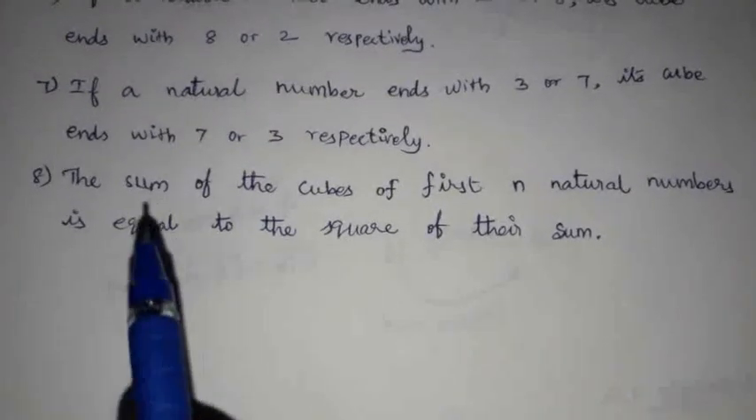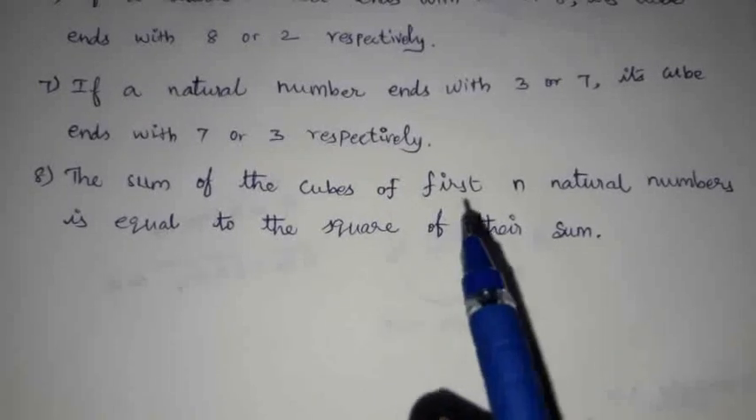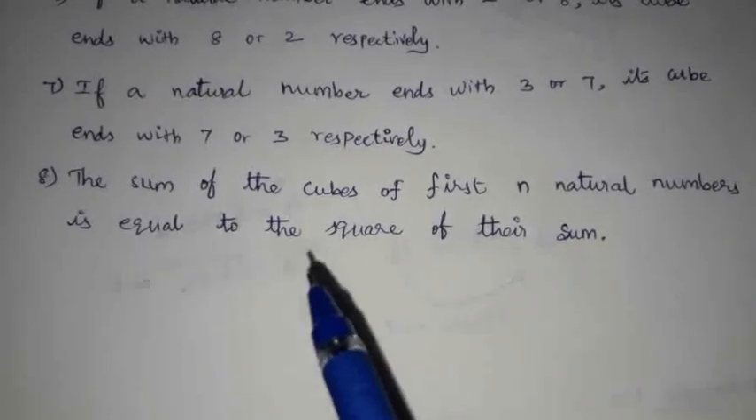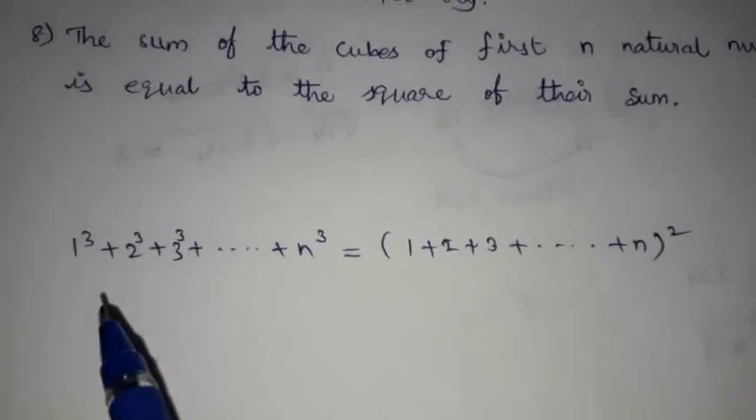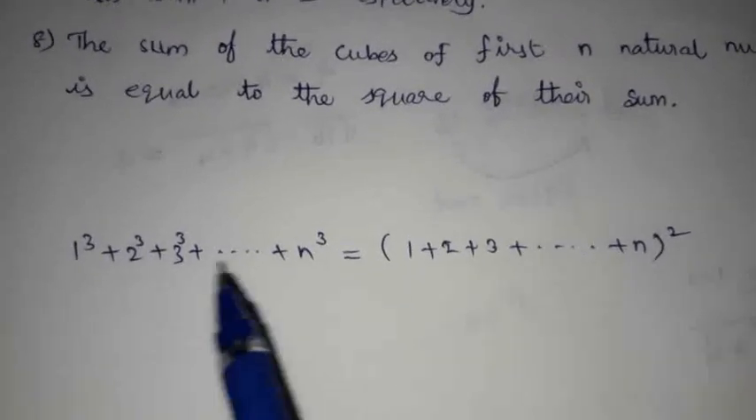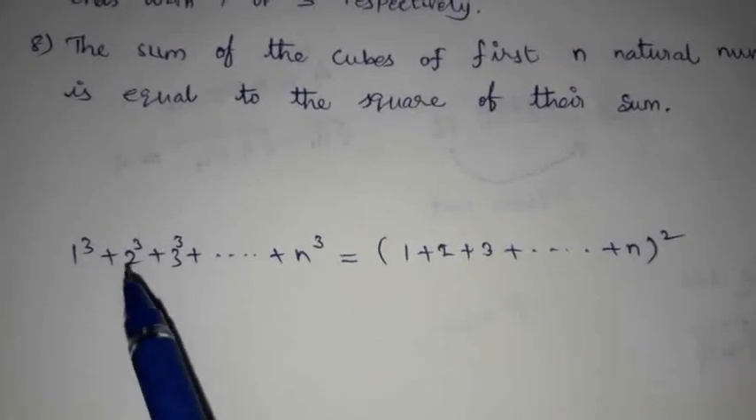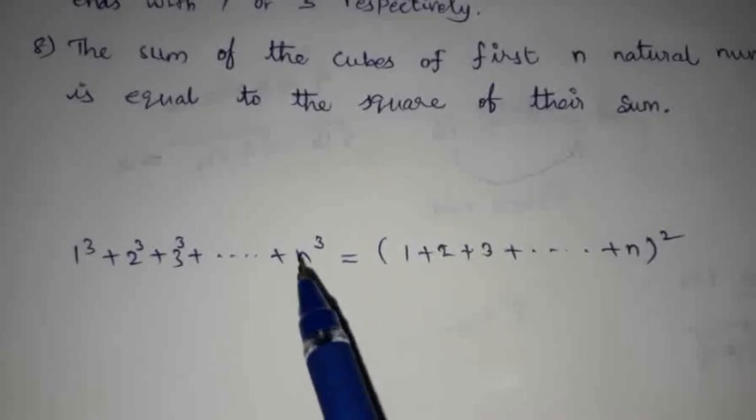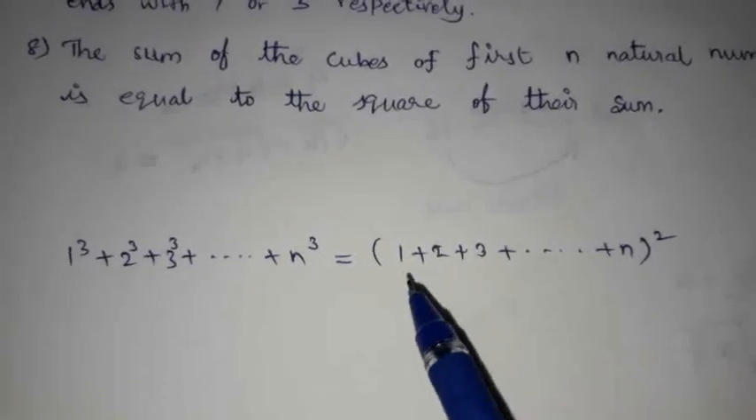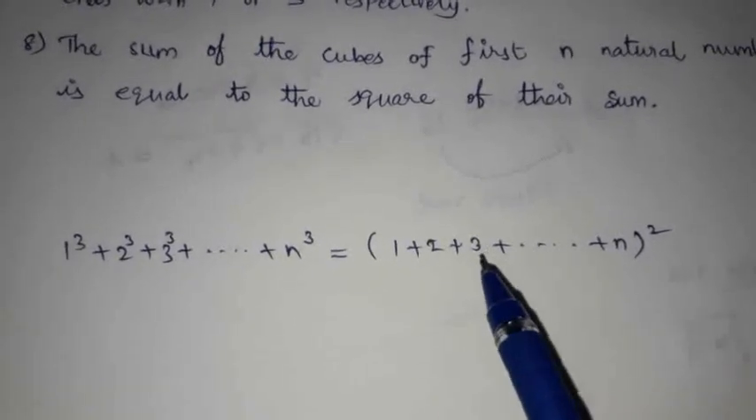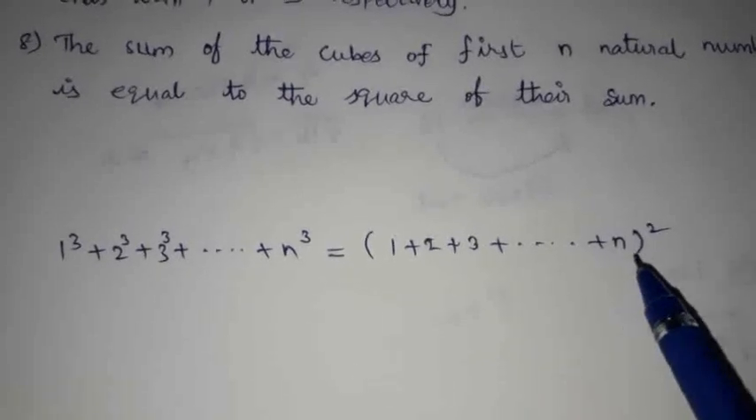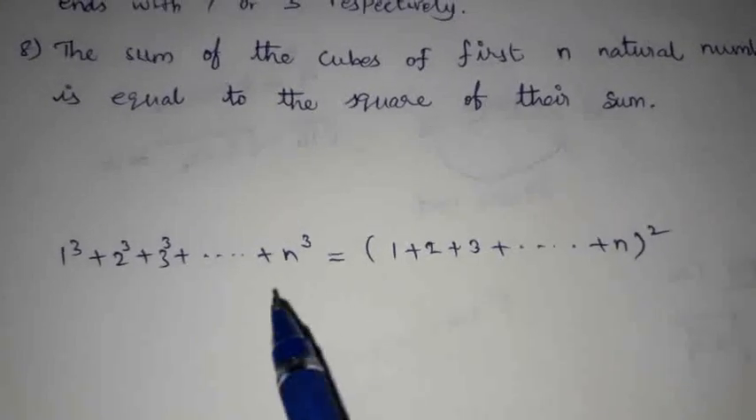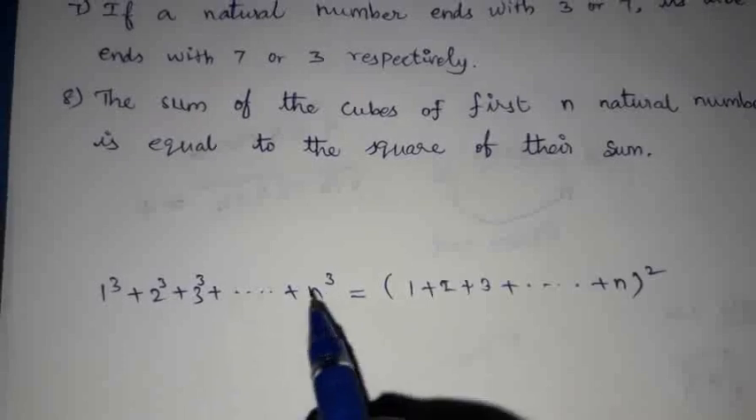The eighth property is the sum of the cubes of first n natural numbers is equal to the square of their sum. Okay, listen. You can understand it by an example. 1 cube plus 2 cube plus 3 cube up to n cube equal to 1 plus 2 plus 3 up to n, the whole square. We are going to check this property.